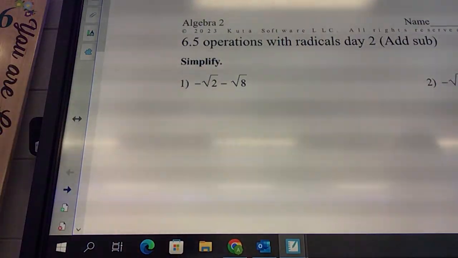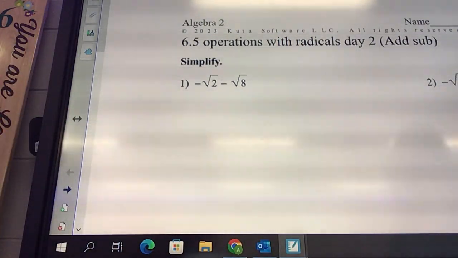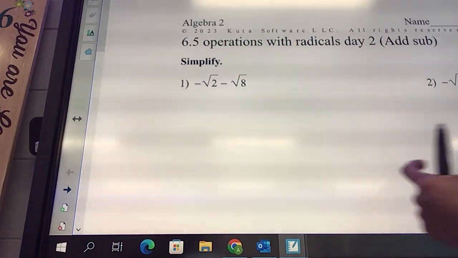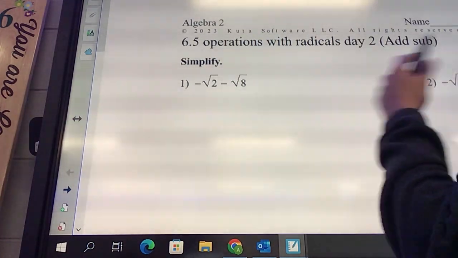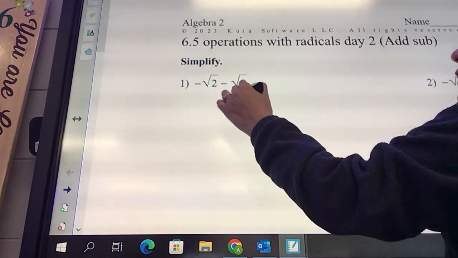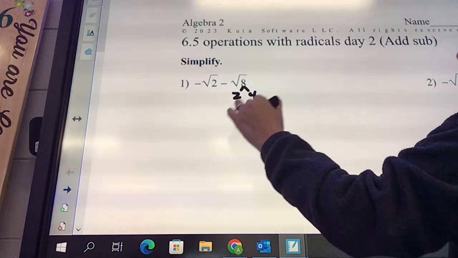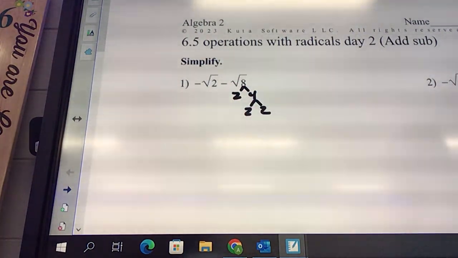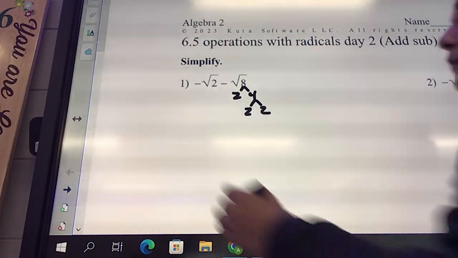Have the same number underneath, you are allowed to combine them. Okay, so the 2 cannot be simplified any further, but the 8 can. What are some factors of 8? 2 and 4, 2 and 2. So what is this radical going to become? Negative 2 square root 2.